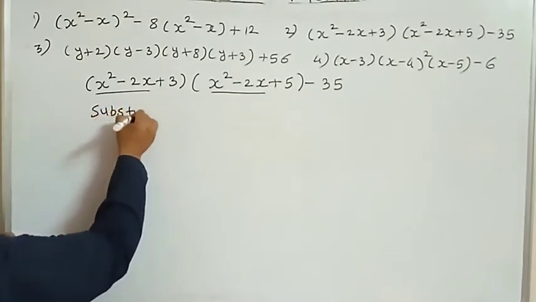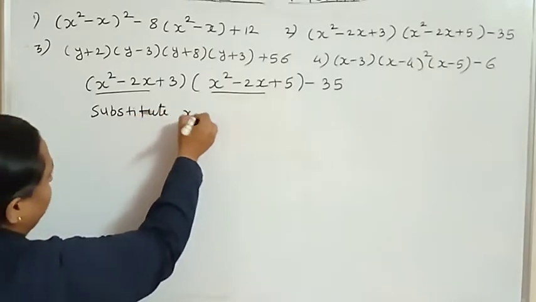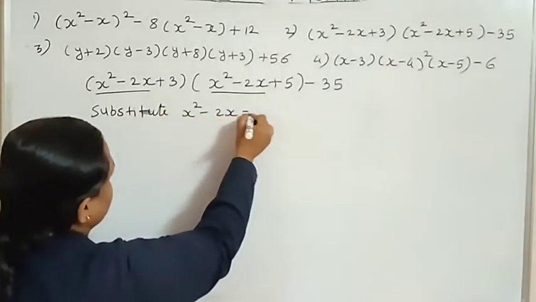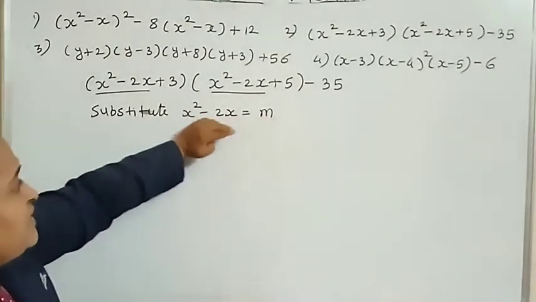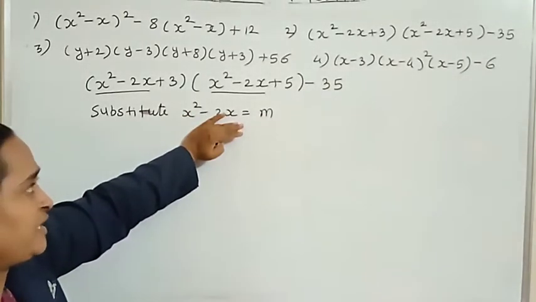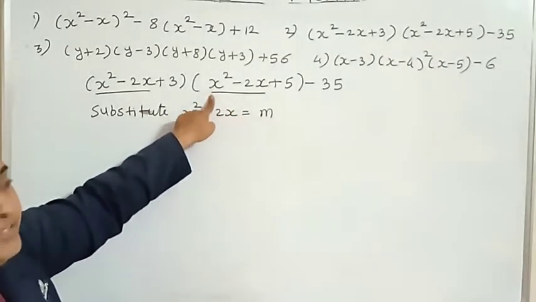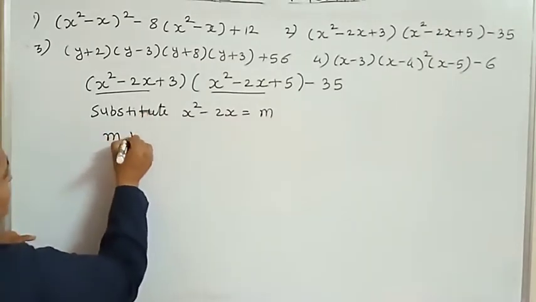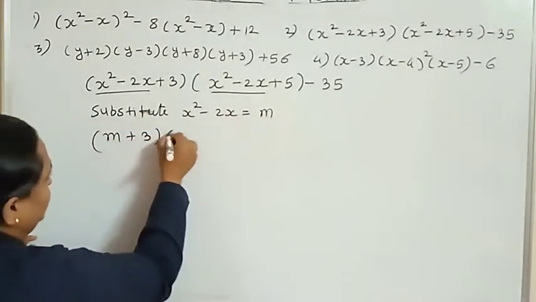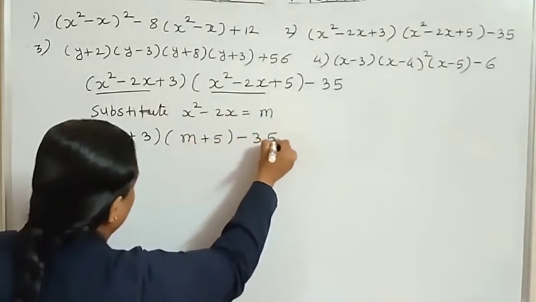Substitute x square minus 2x is equal to m. Any alphabet you can take. You can take any alphabet from a to z, but only the x variable is there, therefore we will not take x for substitution. Substitute this, then m plus 3 in one bracket, and in another bracket m plus 5, minus 35.